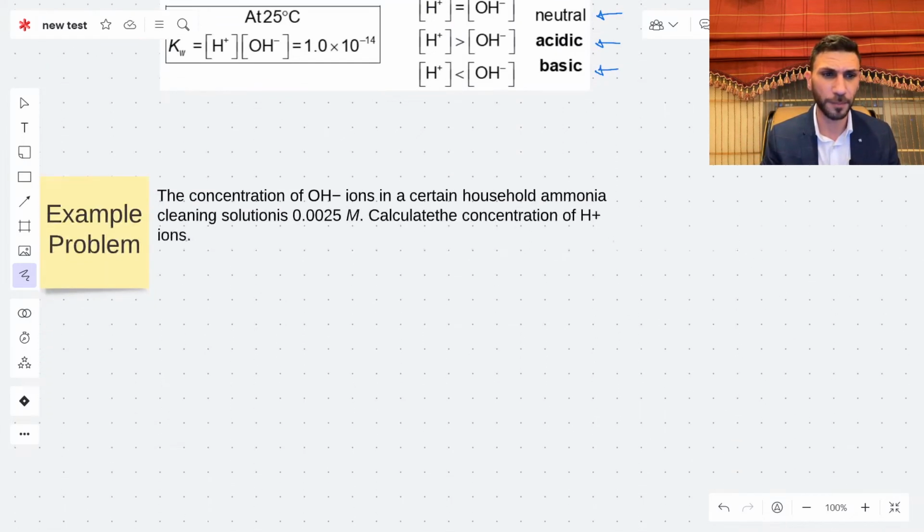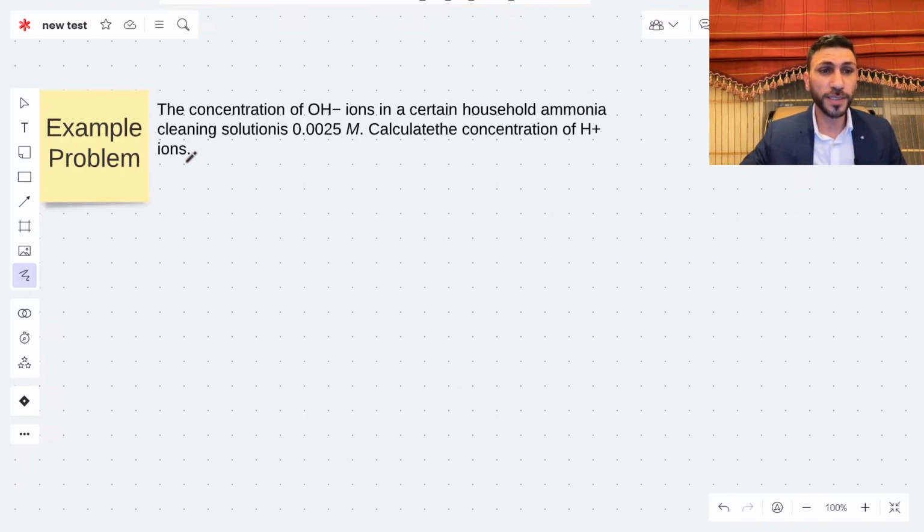Let's have an example about this problem. The concentration of OH negative ions in a certain household ammonia cleaning solution is 0.0025 molar. Calculate the concentration of H positive ions. All right, now the concentration of OH negative is given, which equals 0.0025 molar. The question is about the H positive concentration. It's unknown.